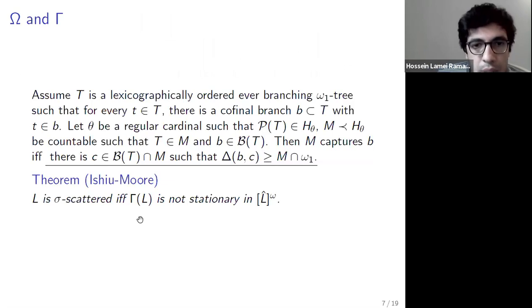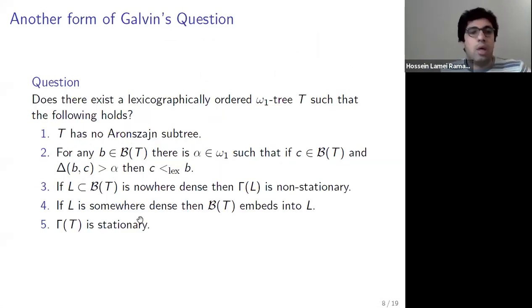Okay, we already talked about this. We already, I think, mentioned this fact that L is sigma scattered if and only if gamma L is not stationary in this structure. So we're just going to pass. Based on these notations and machinery, we can rephrase Galvin's question this way. Does there exist a lexicographically ordered omega-1 tree T such that the following holds?